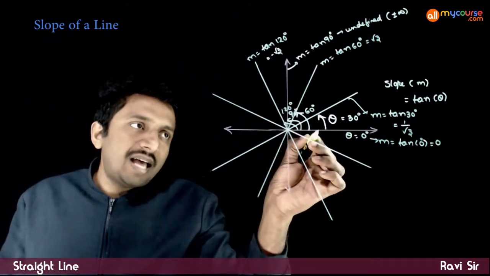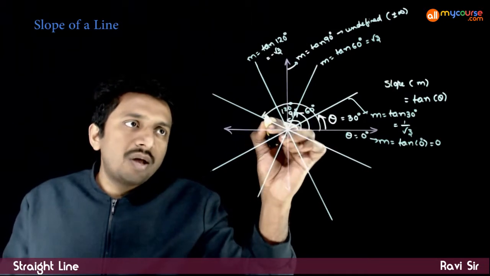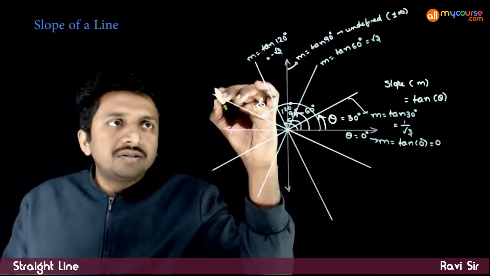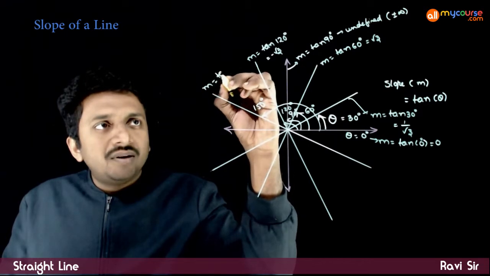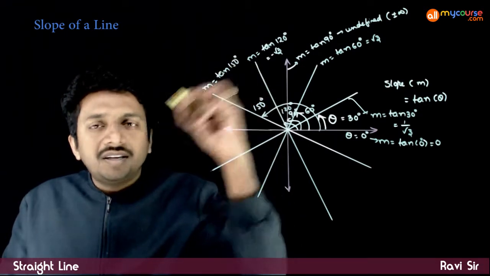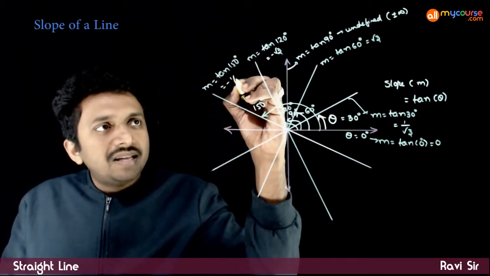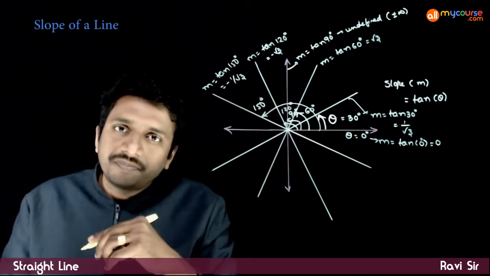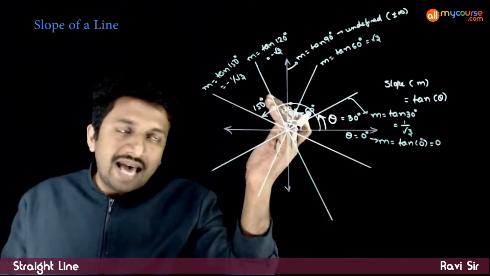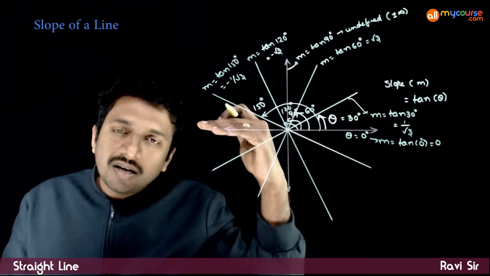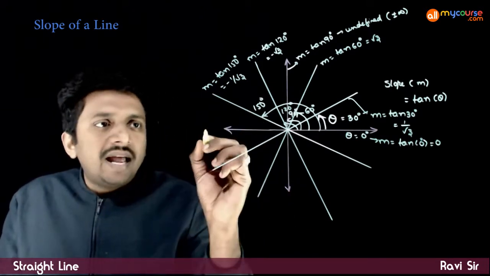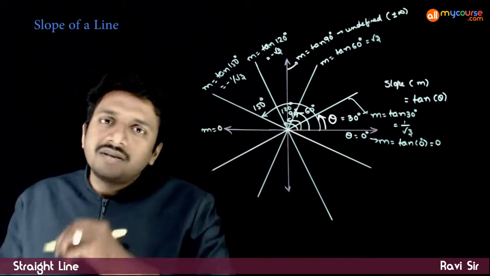So let us say that the angle now is 150 degrees. So the slope of this line will be equal to tan of 150 degrees, which is equal to minus 1 by root 3. And as the angle slowly increases, it again goes back to 180 degrees and the slope again becomes 0.